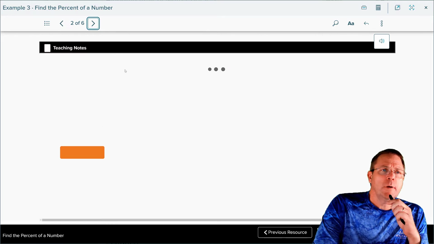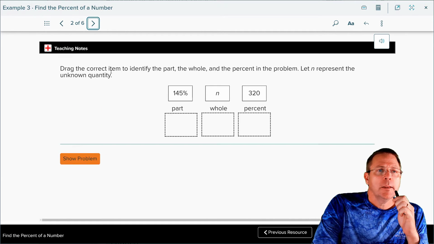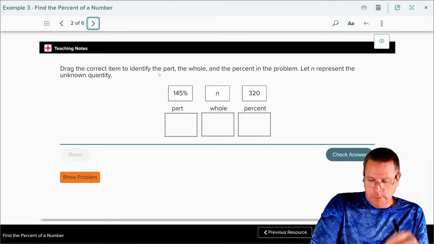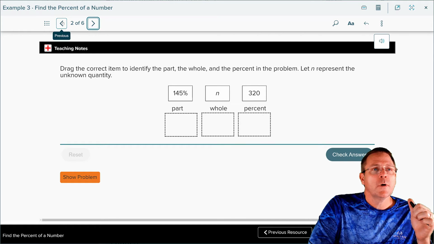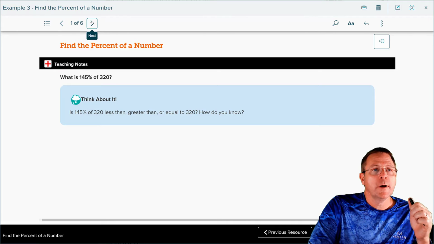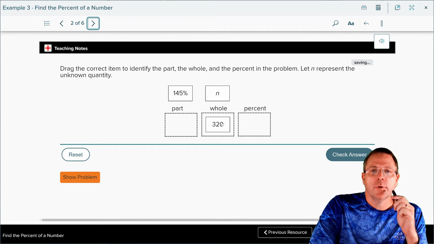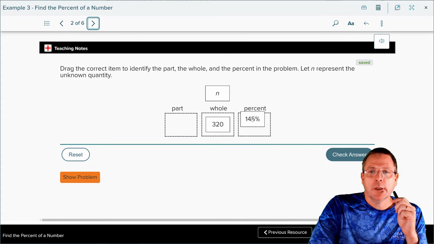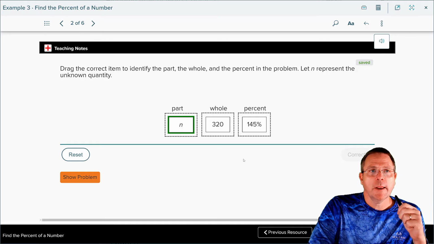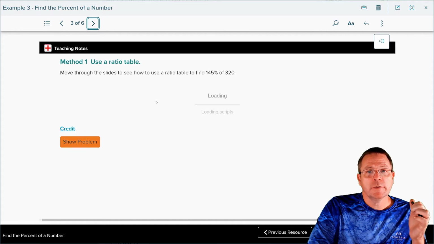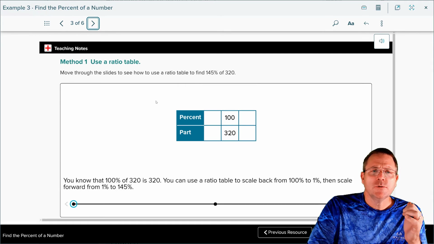So, moving up from here, we've got to drag our problems here, and let's see if it'll work. So, first off, I need to read the problem: 145% of 300. All right, so the whole is going to be my 300. My percent is 145. My part is going to be n. Check that answer. That one checked good. Let's see here. Are we going to get something new? No, but we're going to use something old.